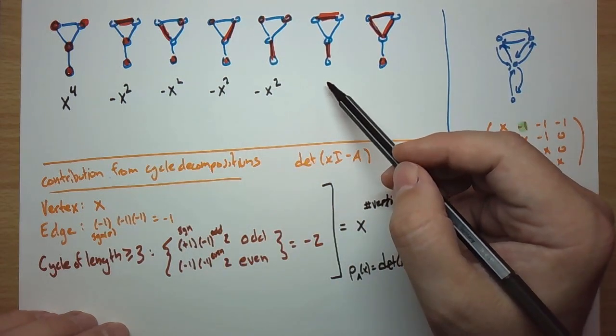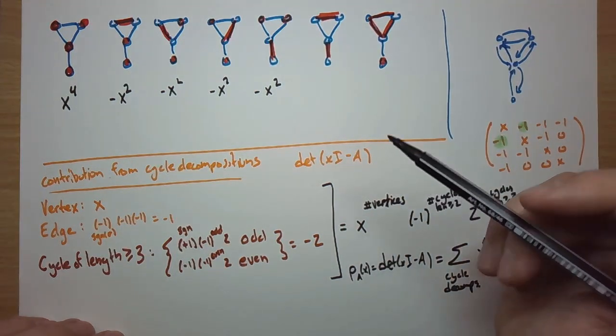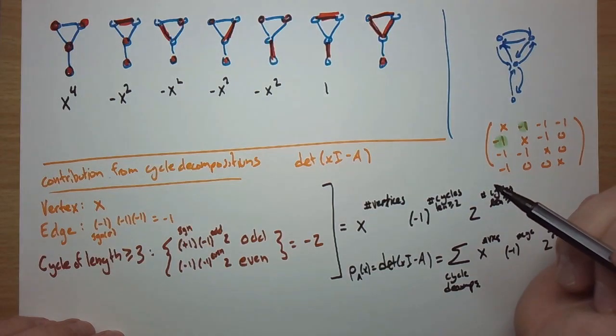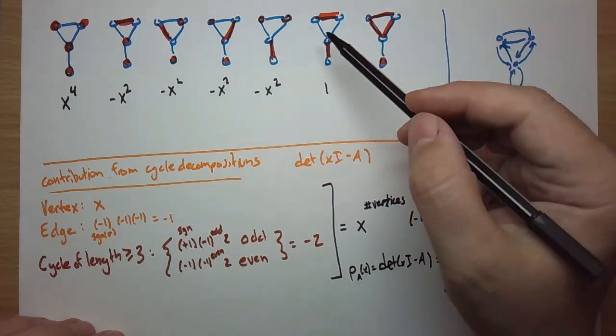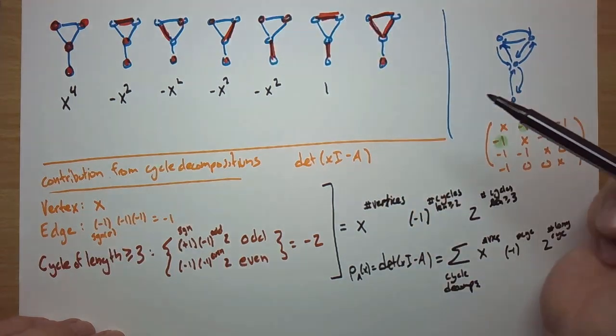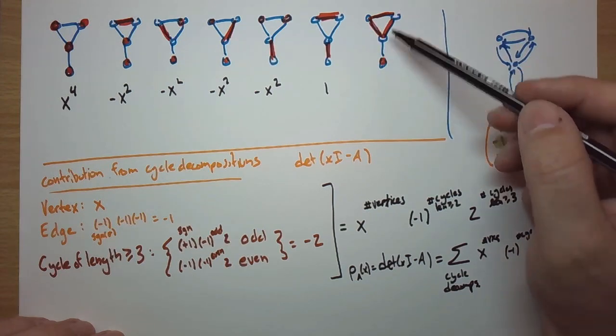Okay, how about this term? It'll contribute 1, because you have a minus 1 and a minus 1. So that's a 1. And how about this part?